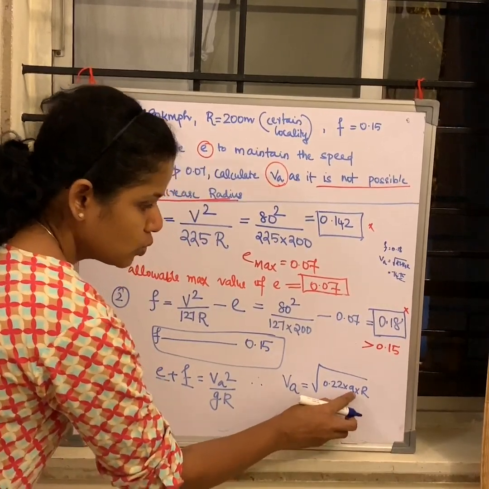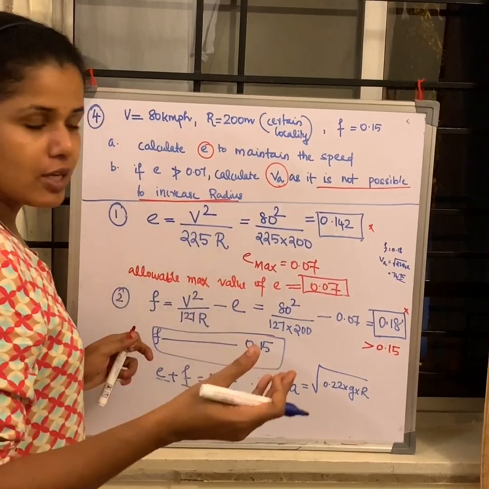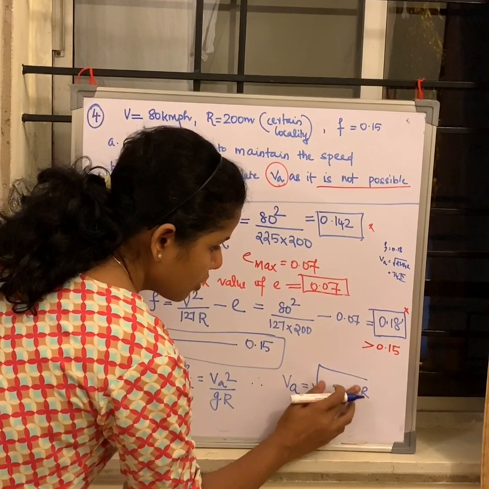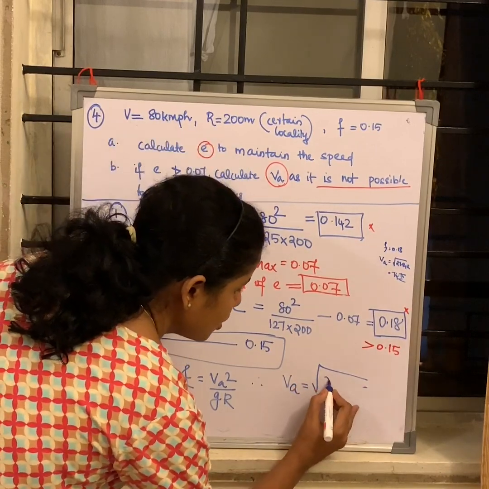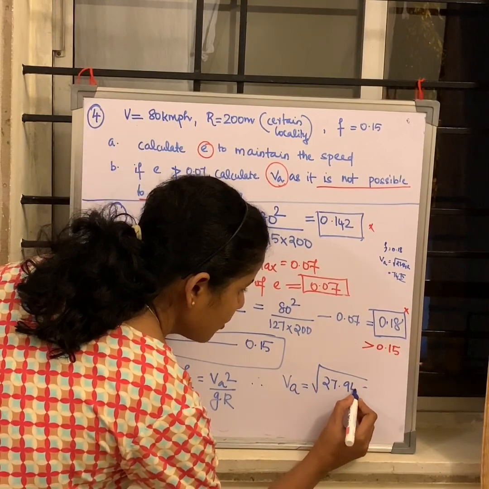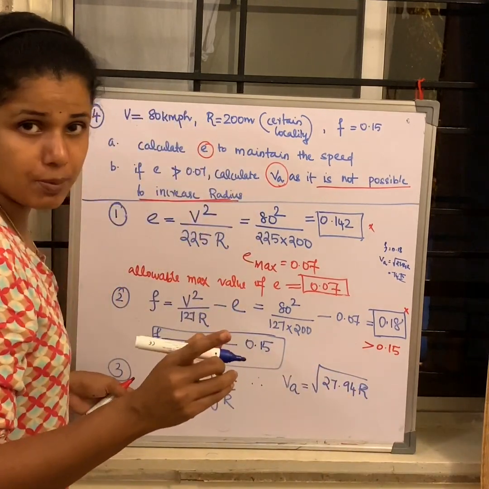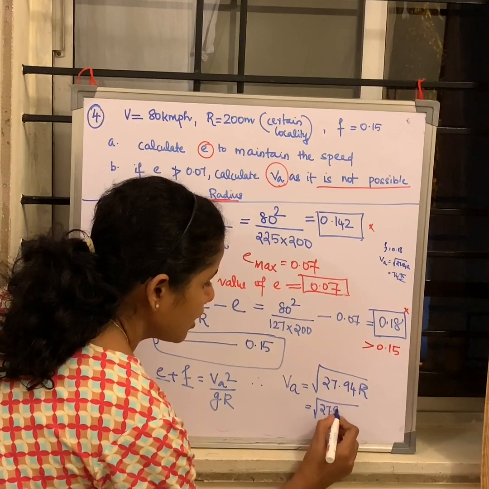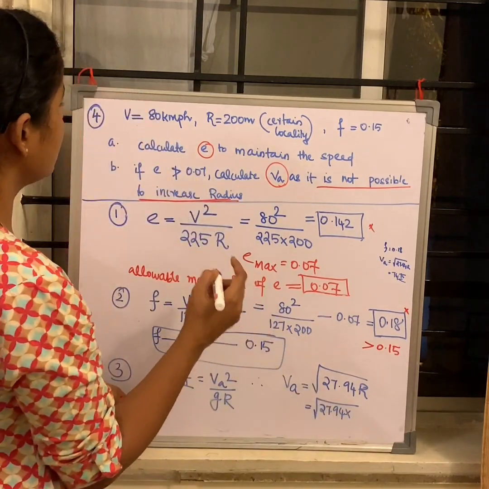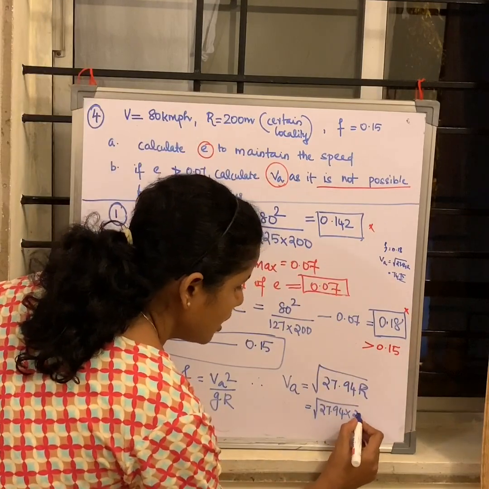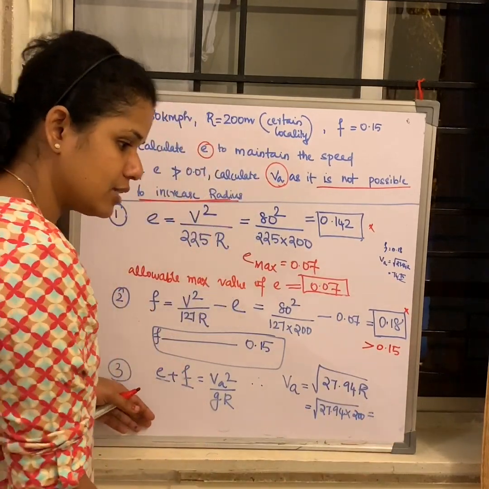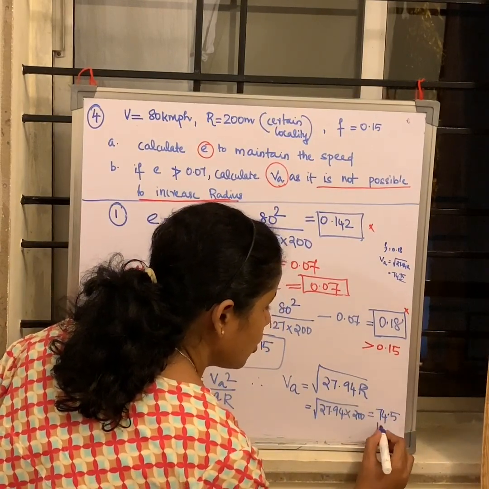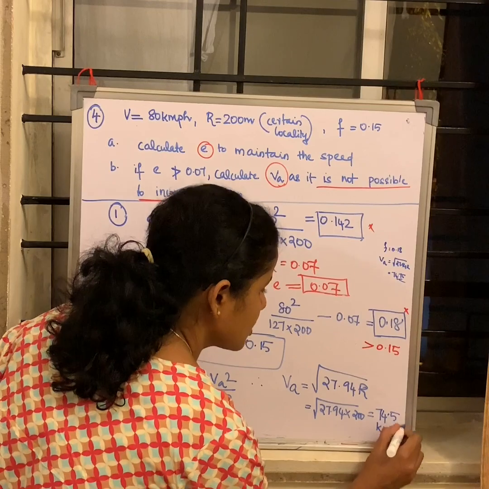This 0.22 into g, again we wrote the equation and we said if it is in kilometer per hour, how is it? So the final equation we got is 27.94 R if it is in kilometer per hour. So substitute R, that is root of 27.94 into how much is R? 200. Okay, and the answer you are going to get is 74.5 kilometer per hour.